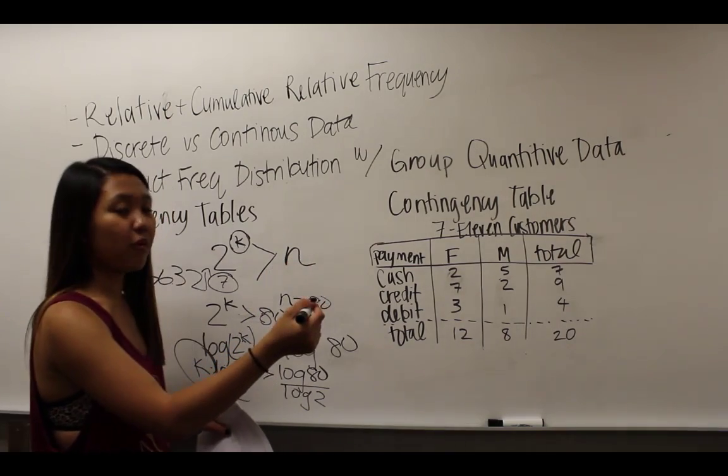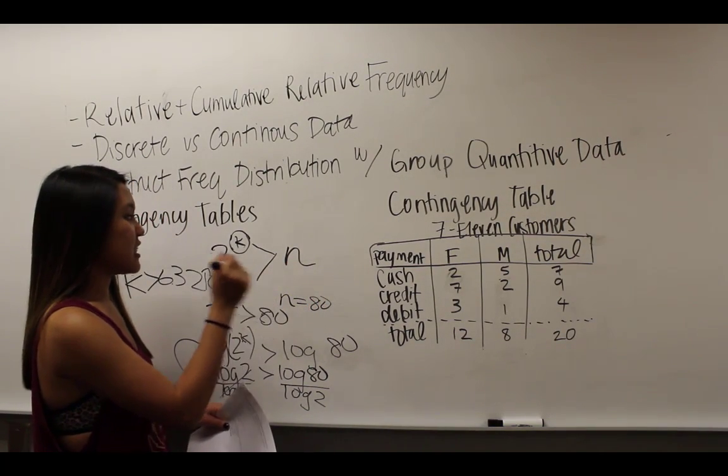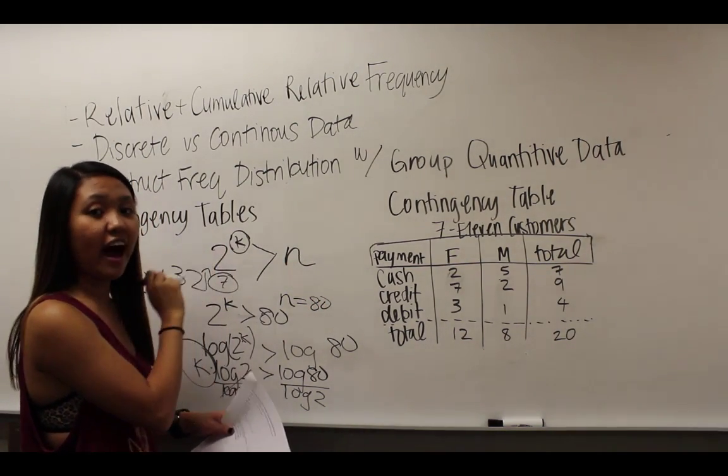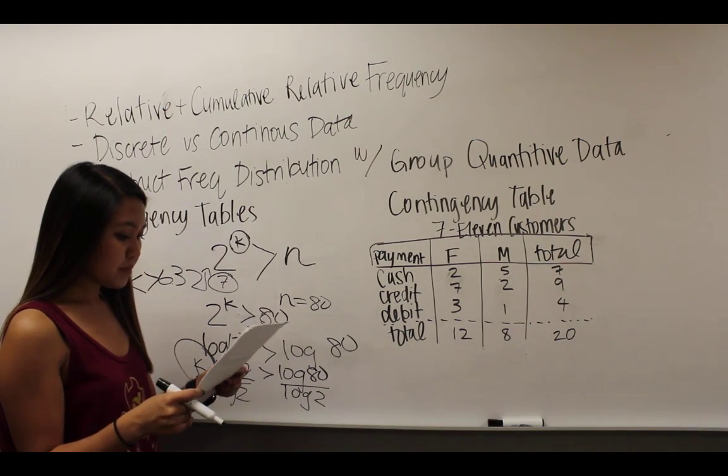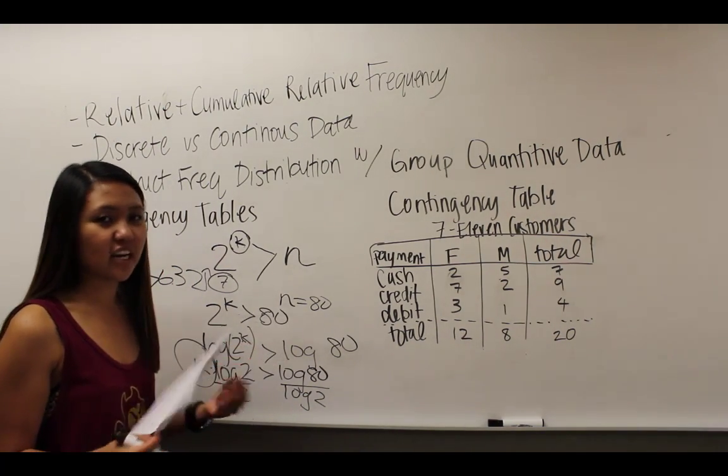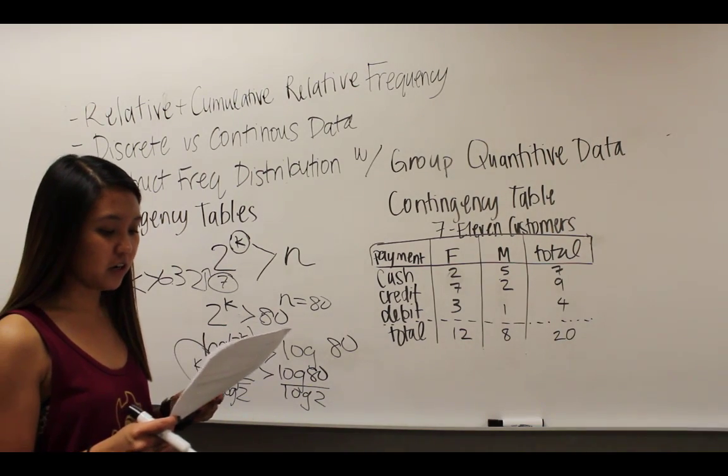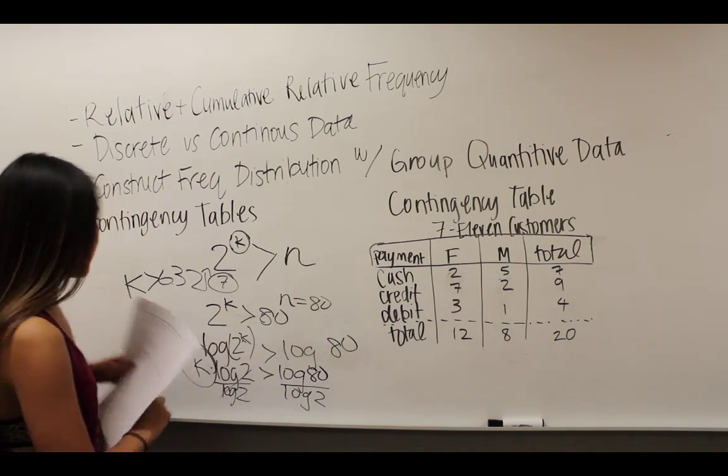When you have 80 data points, you don't want more than 7 classes, and that's the max number of classes you can have. So that was an example of it. That's kind of how you do it. We're just going to go over another example of it.